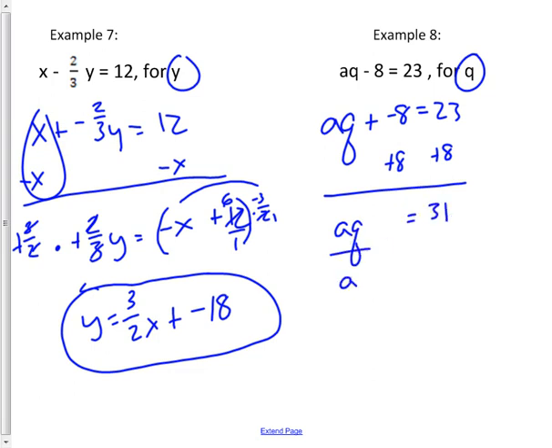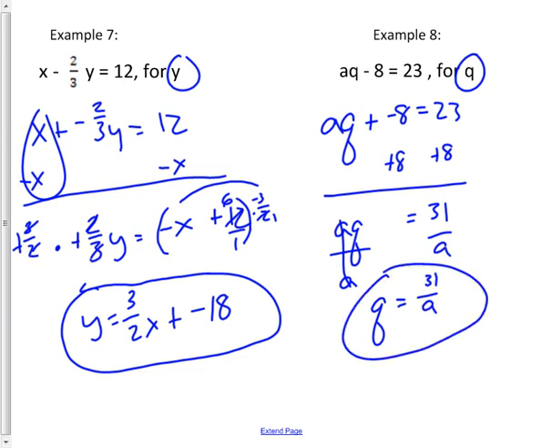Go ahead and divide by the coefficient of a, because we're trying to get q by itself. The a's will cancel, so I'm left with q equals 31 divided by a. And that's as far as we can go with that problem. And that'll be also our last example for today.